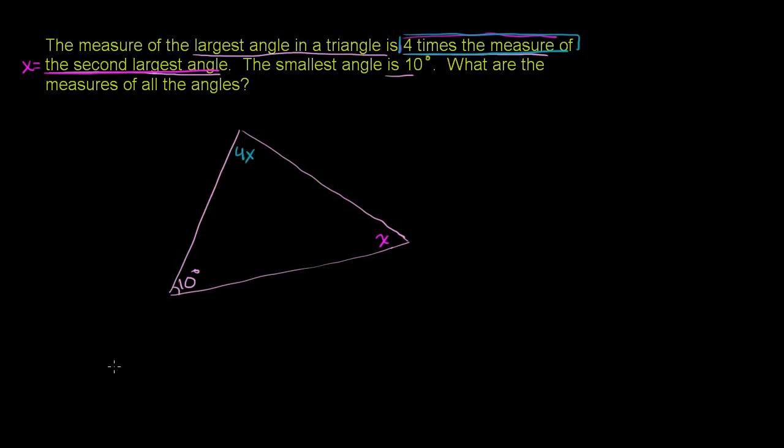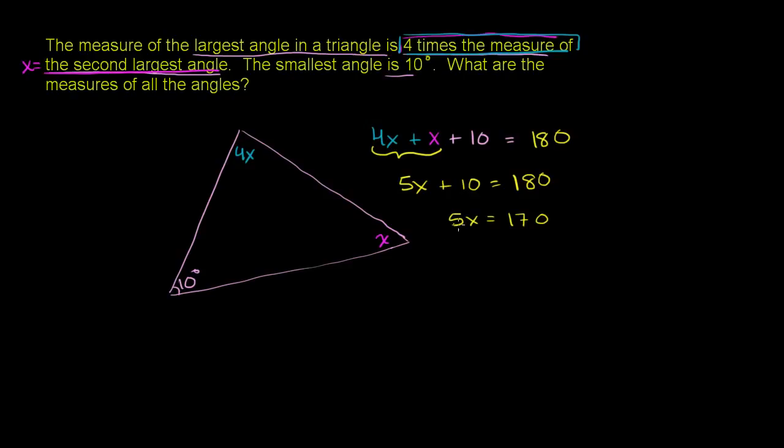And so the one thing we know about the measures of the angles inside of a triangle is that they add up to 180 degrees. So we know that 4x plus x plus 10 degrees is going to be equal to 180. And 4x plus x just gives us 5x. Then we have 5x plus 10 is equal to 180 degrees. Subtract 10 from both sides. You get 5x is equal to 170. And so x is equal to 170 over 5.